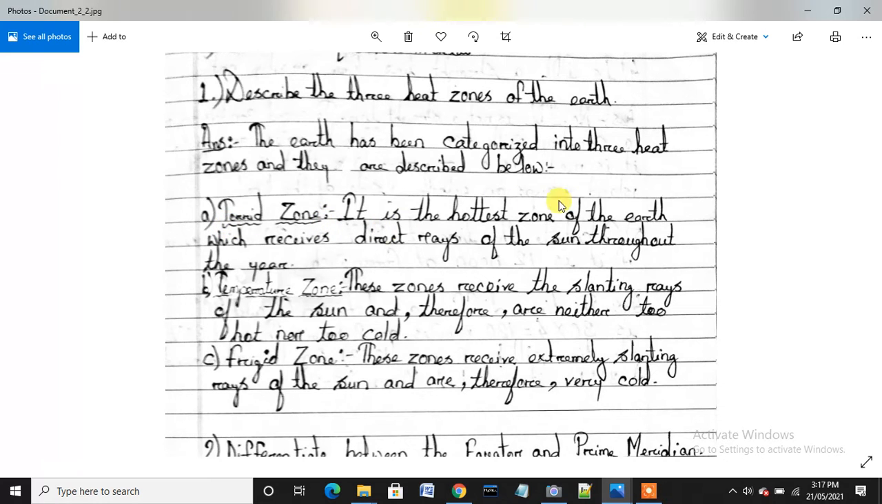It is the hottest zone of the earth which receives direct rays of the sun throughout the year. Temperate zone. This zone receives the slanting rays of the sun and therefore is neither too hot nor too cold. Frigid zone. This zone receives extremely slanting rays of the sun, and is therefore very cold.